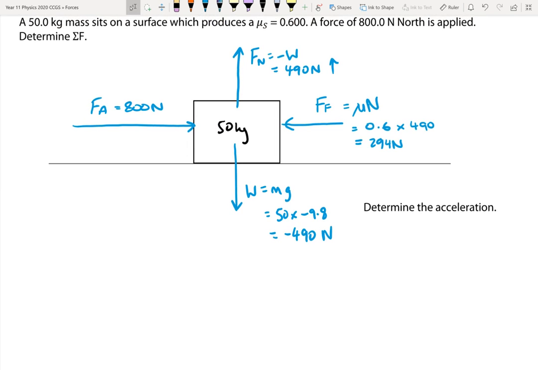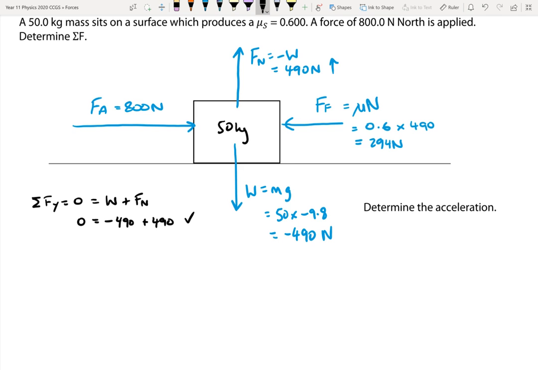With that in mind, we can split our forces into vertical and horizontal. You don't need to do this, but I want to show you that the sum of all forces in the vertical is equal to 0. That's going to be weight plus normal. Let's check: 0 equals minus 490 plus 490. So you could say that the object is in equilibrium in the vertical. It is not accelerating up into the air, and it is not sinking down into the surface.